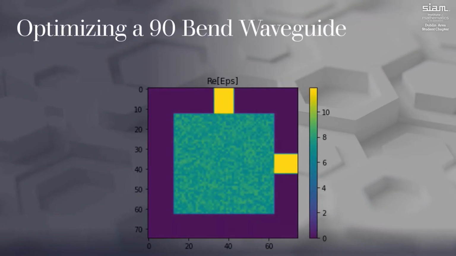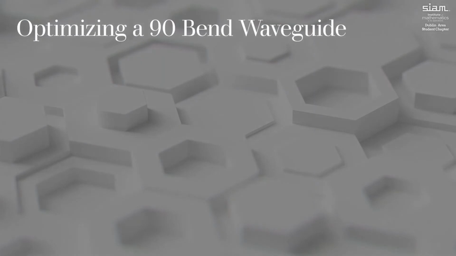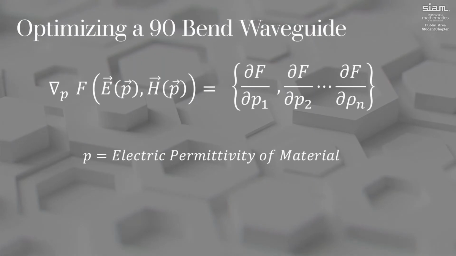Here I'm going to take an example from a group at Stanford. We are given a 90-degree bend waveguide, and we must discover which design can maximize the transmission of photons from A to B. Our parameters in this case would be the electric permittivity inside the device. In this case, the objective function can be described by something called a modal overlap, which describes the amount of photons reaching point B. And our job is to find the gradient of the objective function with respect to the electric permittivity at each point.